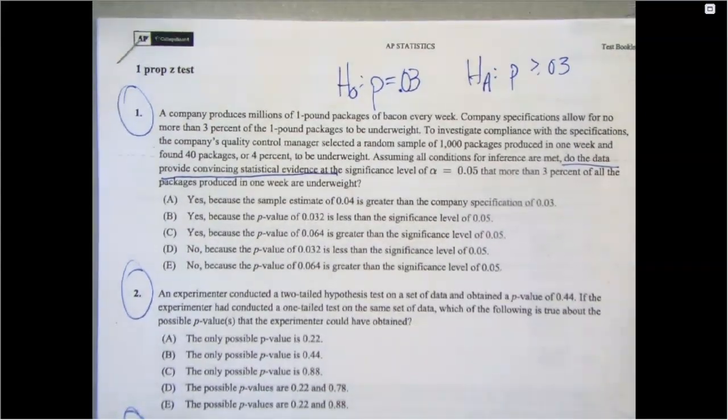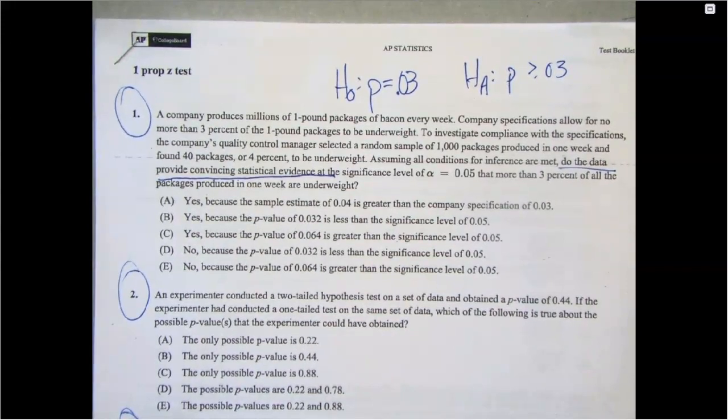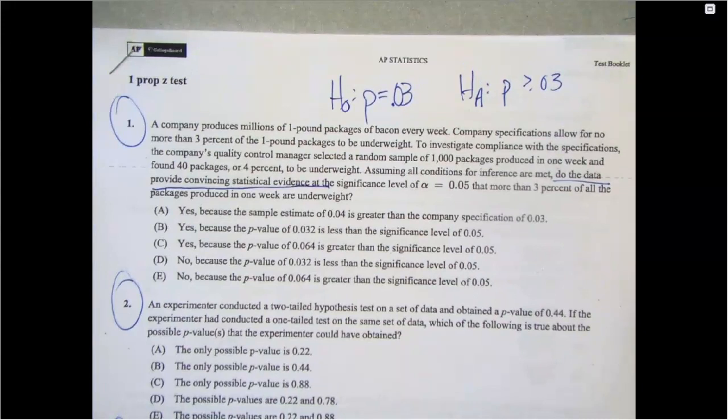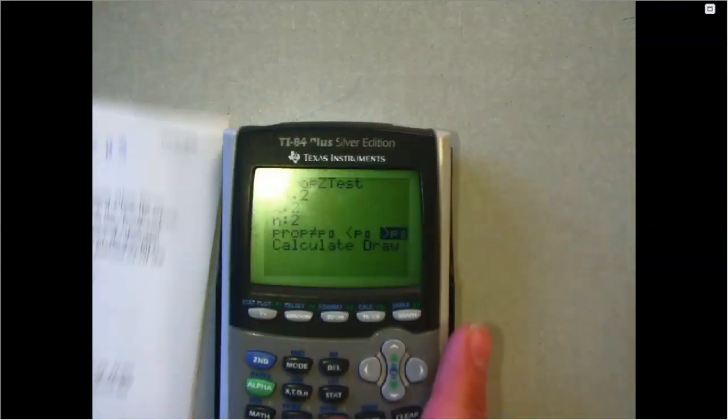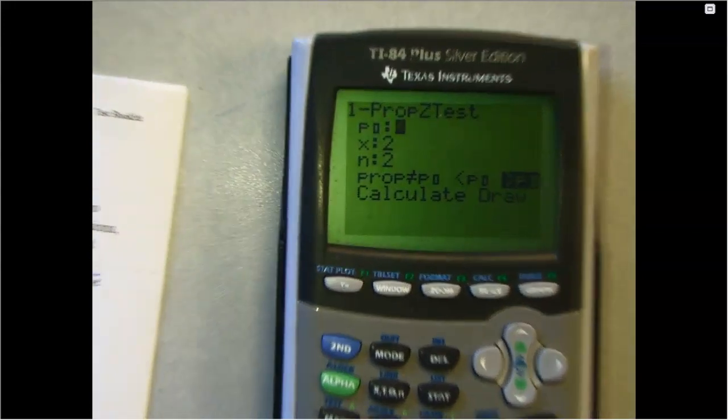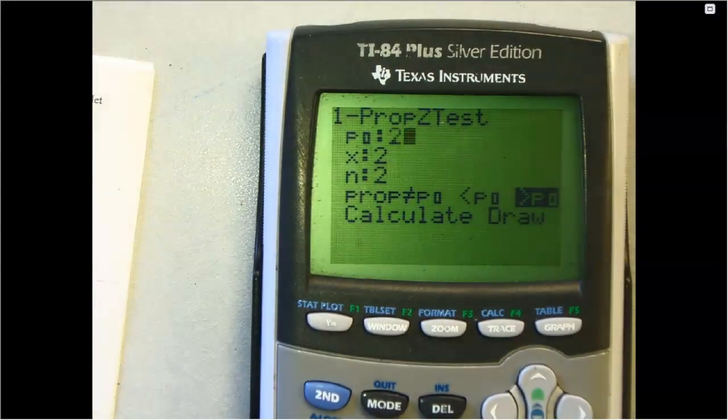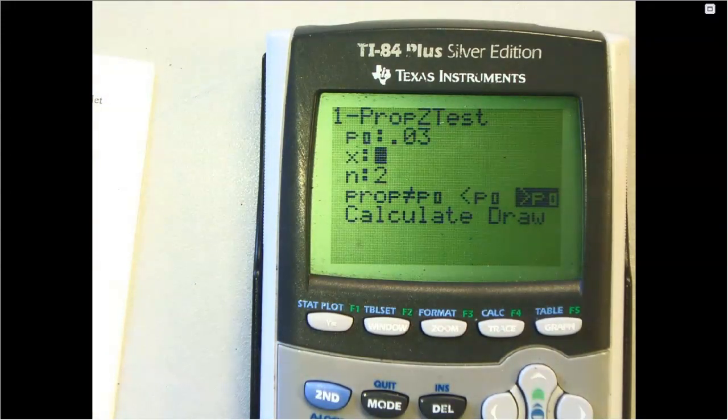But I'm just going to throw it in my calculator. I make the calculator do the bulk of the work here. So I'm going Stat, Tests, 1-PropZTest. p0 is your initial assumption, so that's 0.03. And then remember x and n, that's your fraction. x is the number of successes, which in this case, success is overweight, but it'd be 40 out of 1,000.